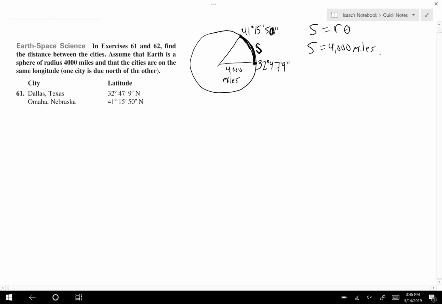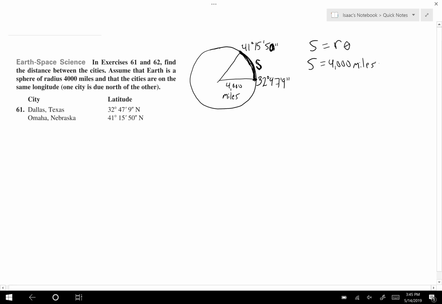which we have, times theta, which I don't know yet, but as soon as I figure out theta, I can plug that in and answer their question.